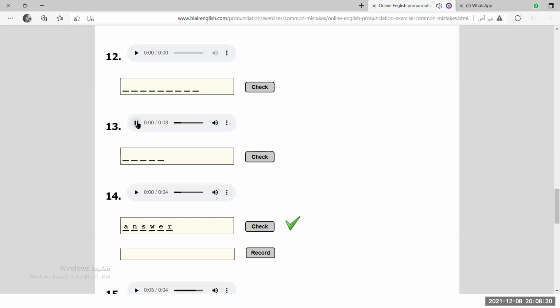The other one. Miss Noor. Steak. Yeah, this is a challenging one, actually. Steak. S-T-A-K.